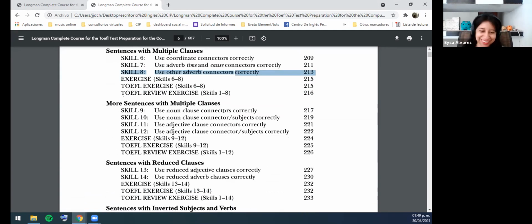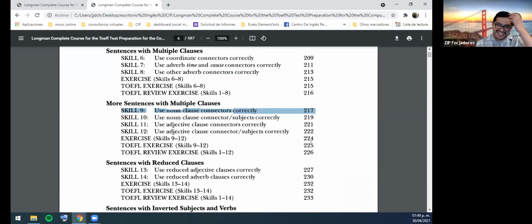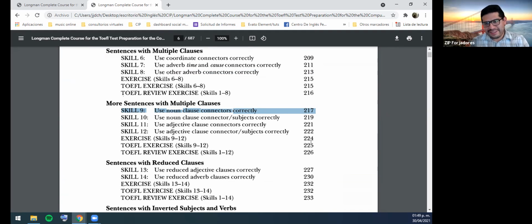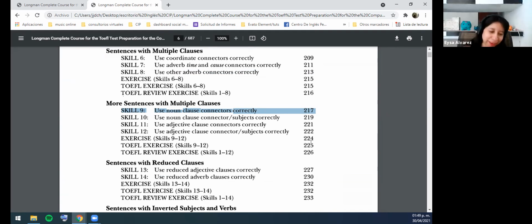That's right. Nine: noun clause connectors, in function as noun. In this case, I am going to ask you to tell me the connectors. I have it here. Tell me, don't worry. What, when, where, why, how, whatever, whenever, whether, if, and that.